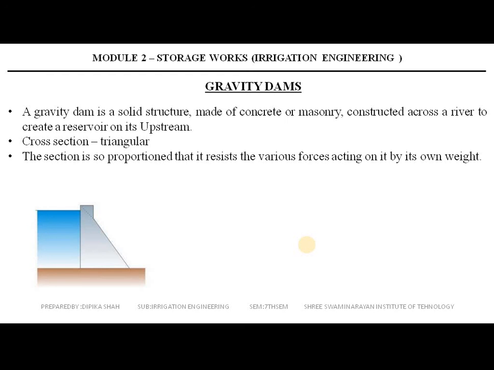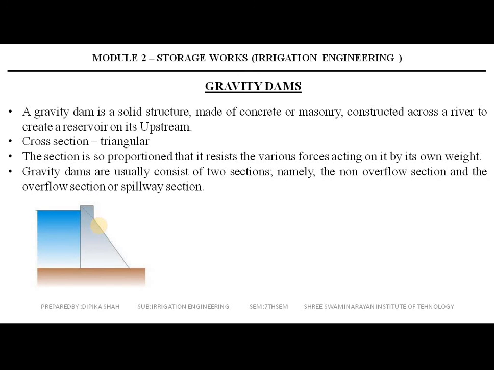So in the figure you can see this side is the reservoir and this is the gravity dam. The section is so proportioned that it resists the various forces acting on it by its weight. So a gravity dam usually consists of two sections, जैसे मैंने आपको बोला कि non-overflow section and overflow section, which we can also say a spillway section.